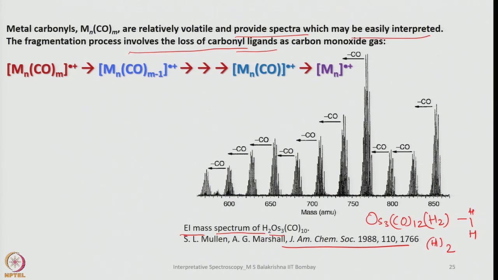And the fragmentation pattern you can see here. Initially after bombardment, it generates a parent peak, a cation radical. And then the gradation is there. For example, M minus 1 CO, and so on until we get the metal ion with all the carbon monoxide being stripped off.